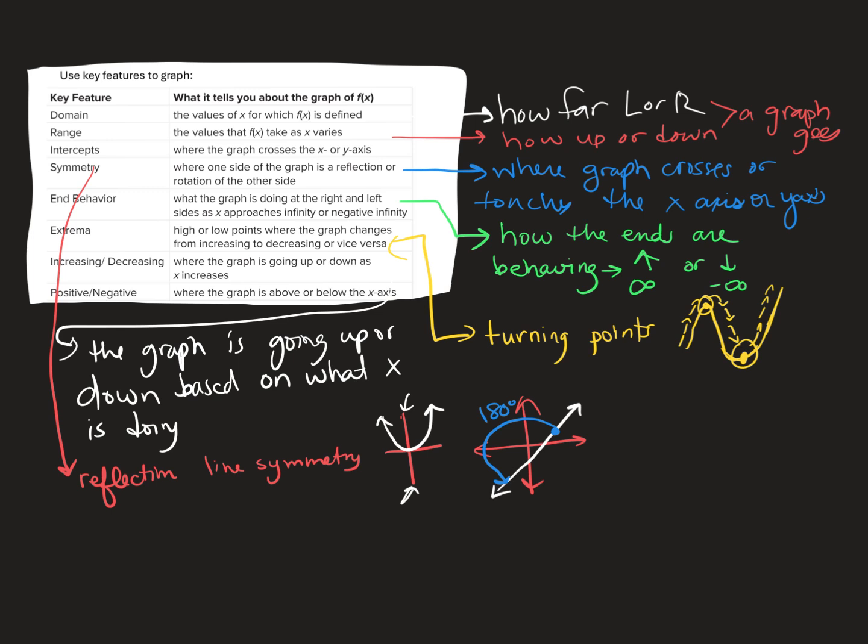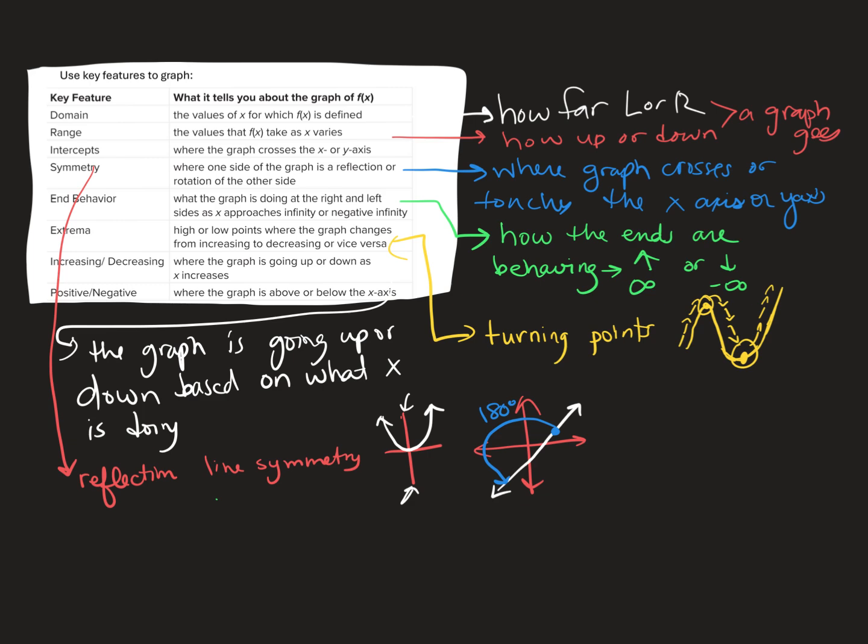And positive, negative, that last thing. When you are looking at that, it is telling you where the graph is based on the x-axis, above or below. I'm not going to write anything for that.